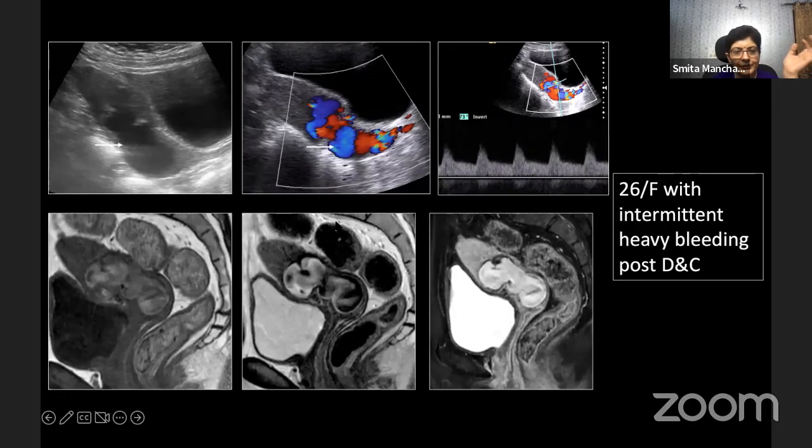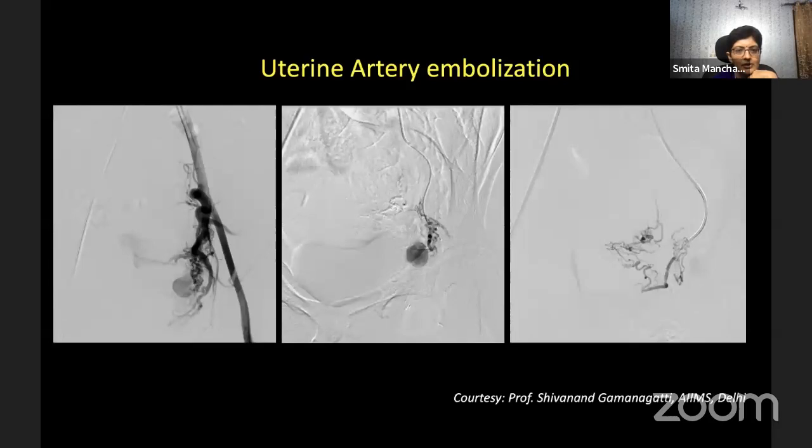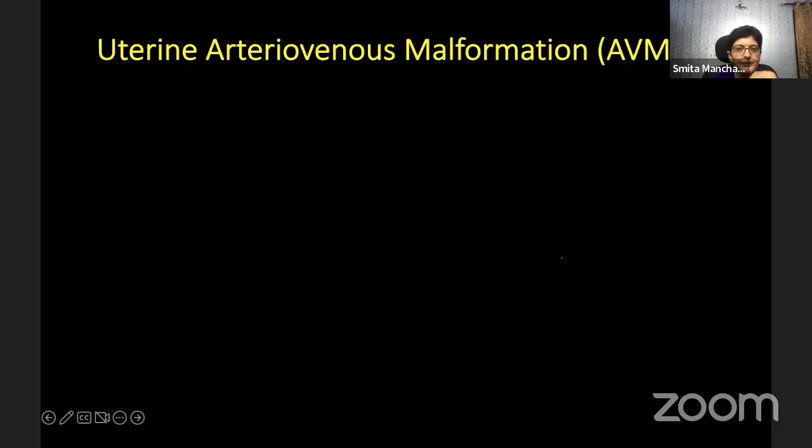So this was the MR image. T1 shows bright areas, and there are large flow voids, signal voids also on the T2 image. And this is the post-contrast image where we can see intense filling in with contrast, an acquired uterine AVM. So this was the uterine artery embolization which was done. This is the selective run where we can see this sac-like outpouching and then the filling of the veins, and this is post-embolization.